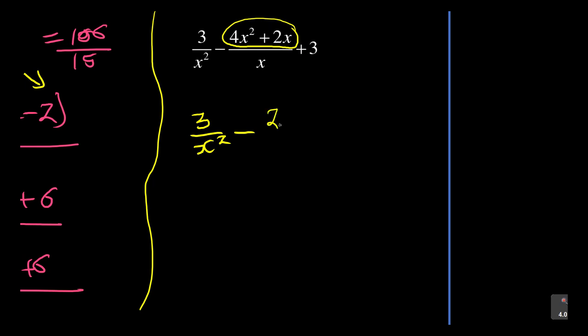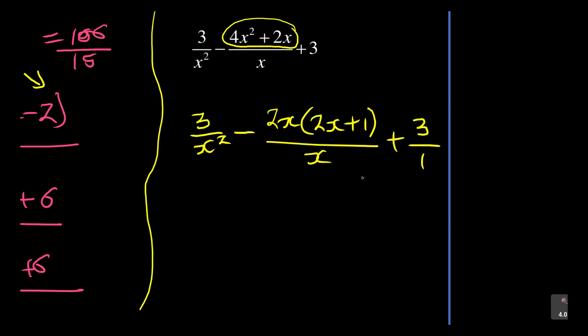X squared and x is x. So 2 goes into 4 2 times. X goes into x squared, only x will remain. And then plus 2x and 2x will give me a 1 there, divided by x, you see, x. Plus, now here just say 3 over 1, make it a fraction also. But look now, the x goes here. You see how it simplifies?